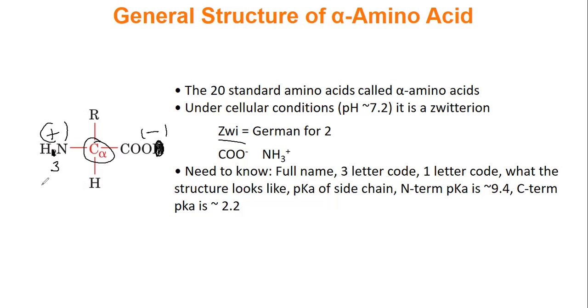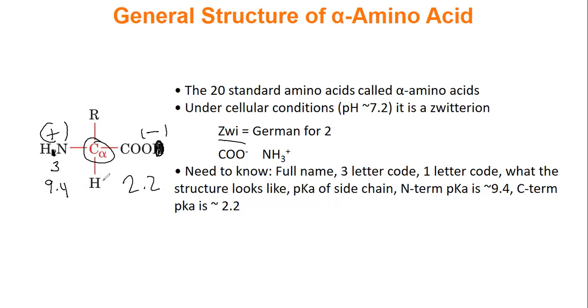And we just have to know that this N terminus has a pKa of 9.4 and the C terminus has a pKa of 2.2. In reality, each amino acid has a different pKa for N term and C term. So I'm just going to say they're all 9.4 and 2.2 for simplicity. What do I mean about pKa? If you remember when we talked about acids and bases, it's the acid dissociation constant.